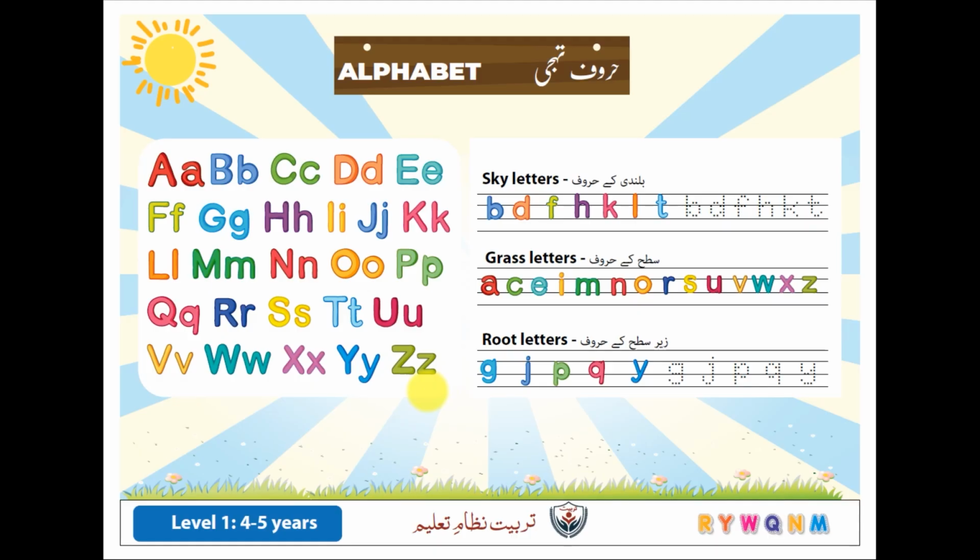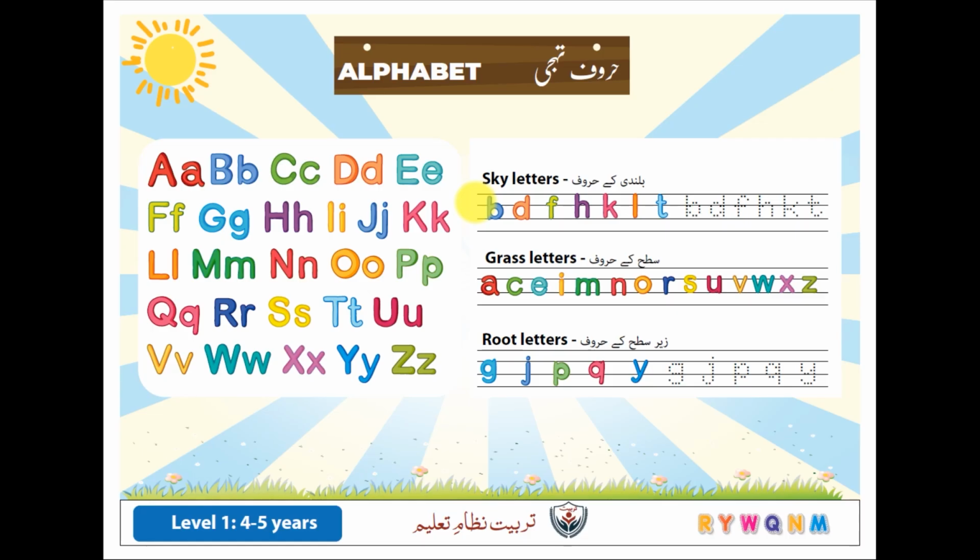You have learned the alphabets. Now we will learn sky letters, grass letters, and root letters. Sky letters: B, D, F. Sky letters stay on the first 3 lines.